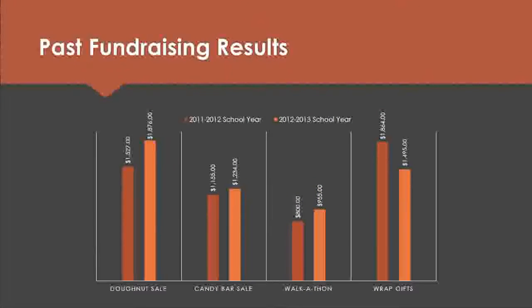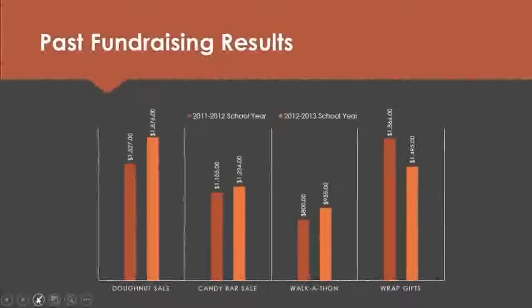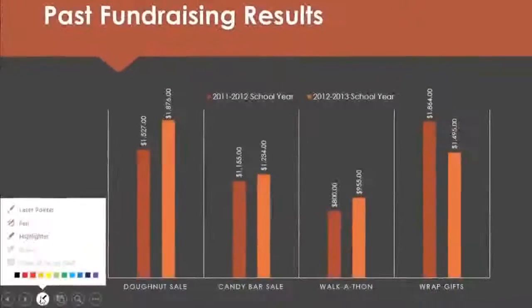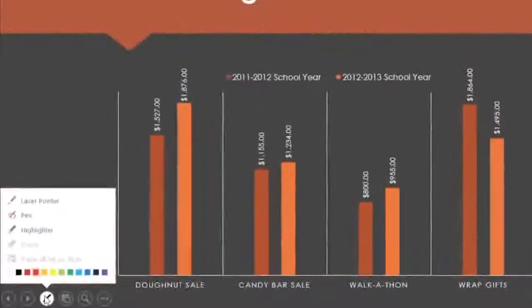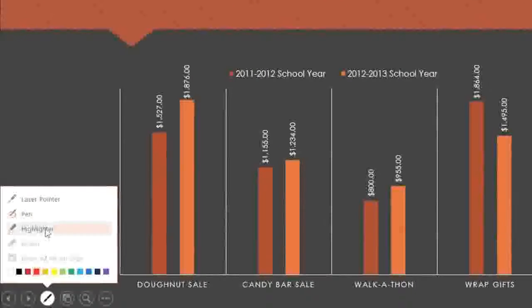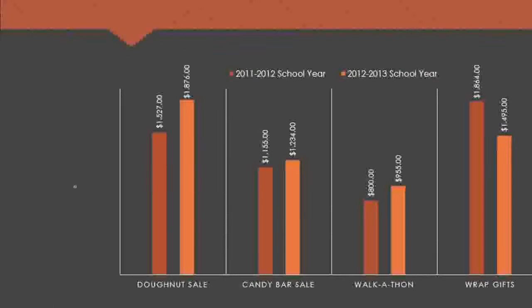Now would be a good time to practice using some of the drawing tools, which can be a good way to call attention to something specific in your presentation. Just open the menu here, and you can turn your cursor into a pen, a highlighter, or even a laser pointer. First select the tool you want, then click and drag to draw anywhere on the screen. This makes it easy to point out the most successful fundraiser, for example, and also the least successful. Drawing with your mouse can be a little tricky, so you might want to try the feature before you use it in front of an audience.